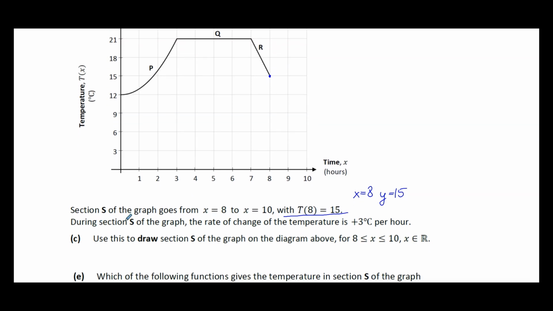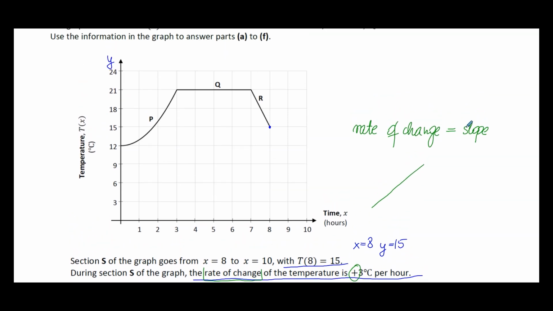During section S of the graph, the rate of change of temperature is plus 3 degrees per hour. Now, that's a very important concept, rate of change. The rate of change of the function is the same as the slope of that function. So here we are told that the slope is plus 3. When the slope is positive, the graph goes up. So use this to draw section S of the graph on the diagram above.